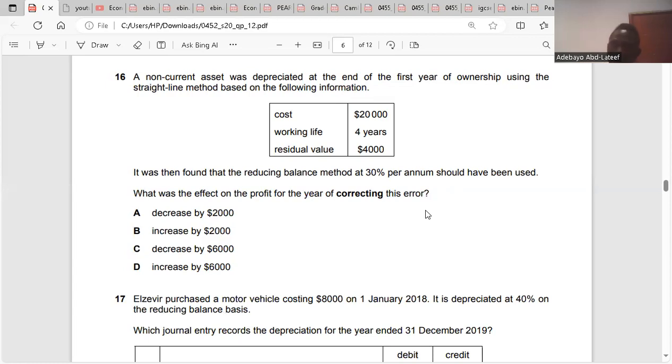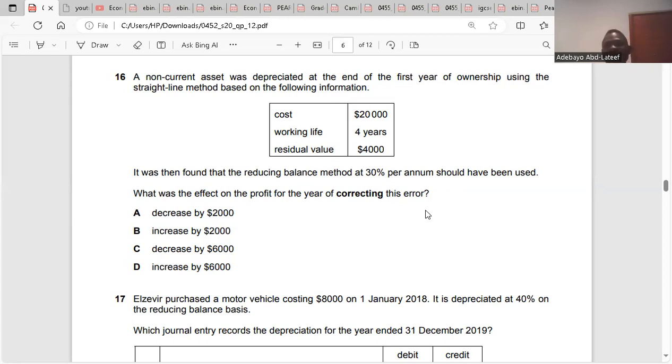After correcting the mistake, decreased by. You would reduce the profit by 2,000. Yes, the profit is overstated. But what the question is asking is that now that we have corrected the mistake, what would have happened to our profit? Our profit should be reduced by 2,000. Do you understand? So it's A.